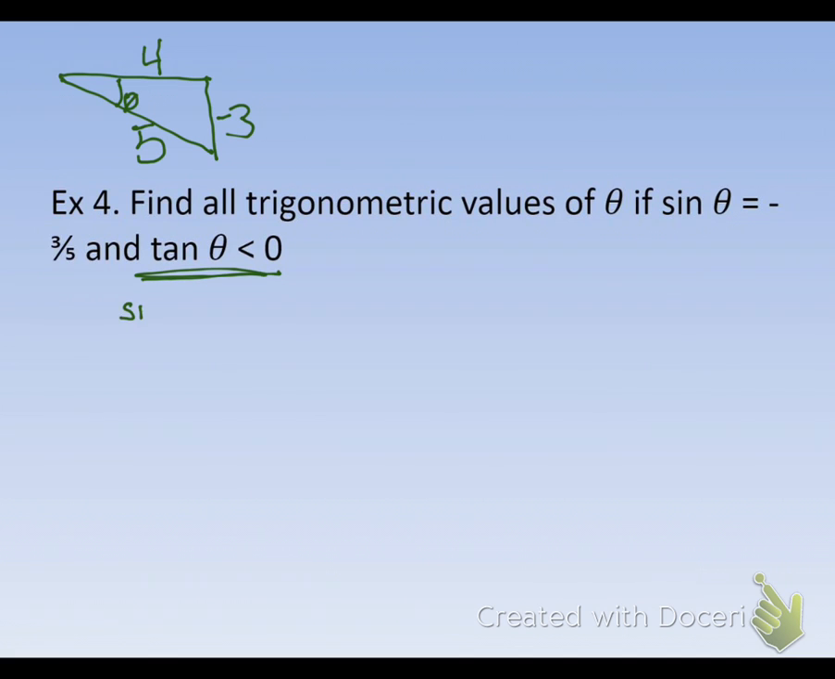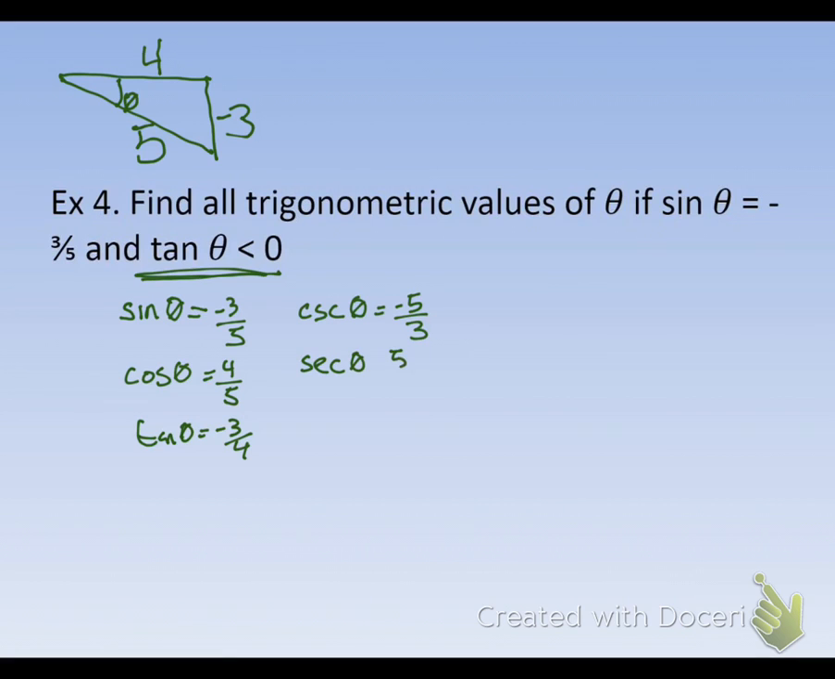So sine of theta equals negative 3 over 5, cosine of theta 4 over 5, tangent of theta negative 3 over 4, and then we just do our reciprocals. Cosecant of theta negative 5 over 3, secant of theta 5 over 4, cotangent of theta, let's try that again, I didn't leave enough space, cotangent of theta equals negative 4 over 3.